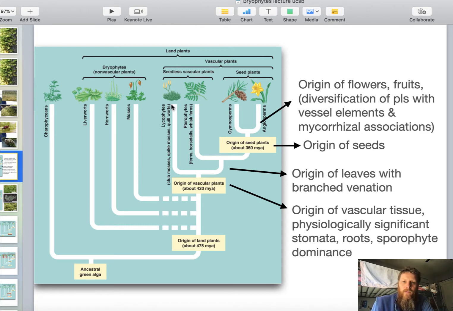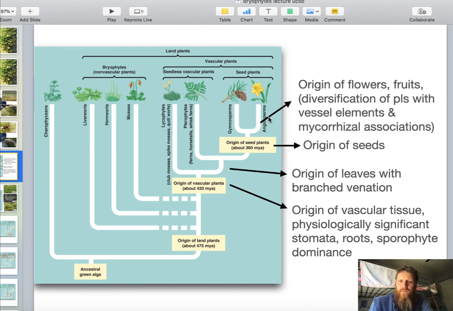And then somewhere along this branch, you get the origin of leaves with branched venation. This is what separates the lycophytes, which have small scale-like leaves, from the ferns, which have much bigger leaves. And you can imagine, if you look at leaves of flowering plants today, how important the evolution of branched venation was. And then on this branch here, we get the origin of seeds. That's what separates the angiosperms and gymnosperms from the ferns and lycophytes.